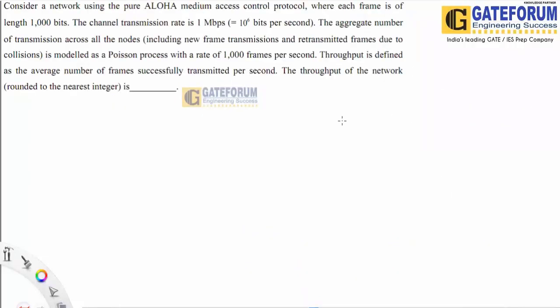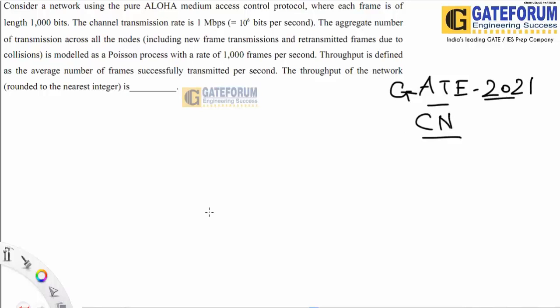Okay, let's try to solve one more question of GATE 2021 of CN. The question says: consider a network using a pure Aloha medium access control protocol. Based on this, we can identify that this question belongs to the access control mechanisms, which are handled by the data link layer, where each frame is of length 1000 bits.